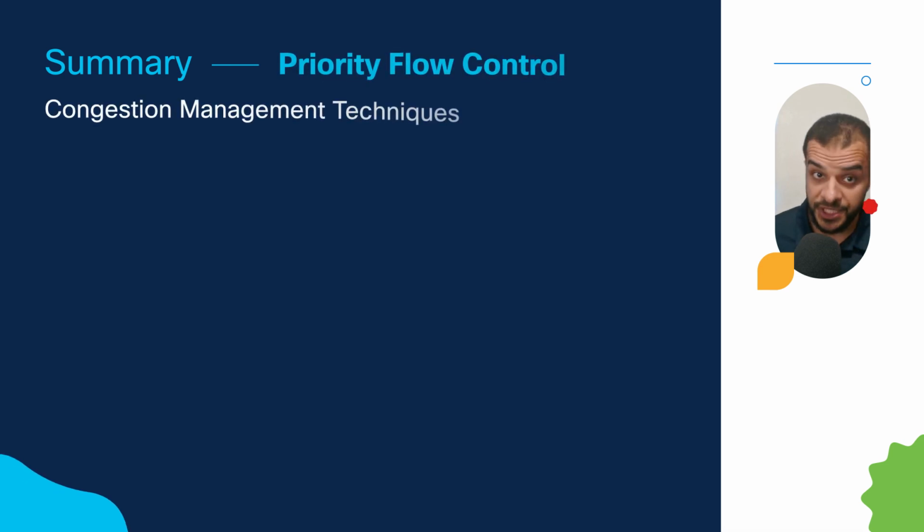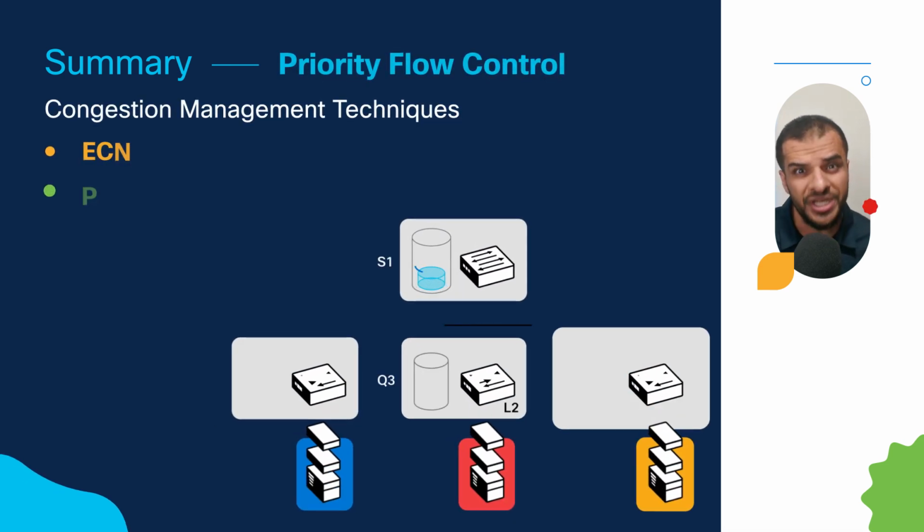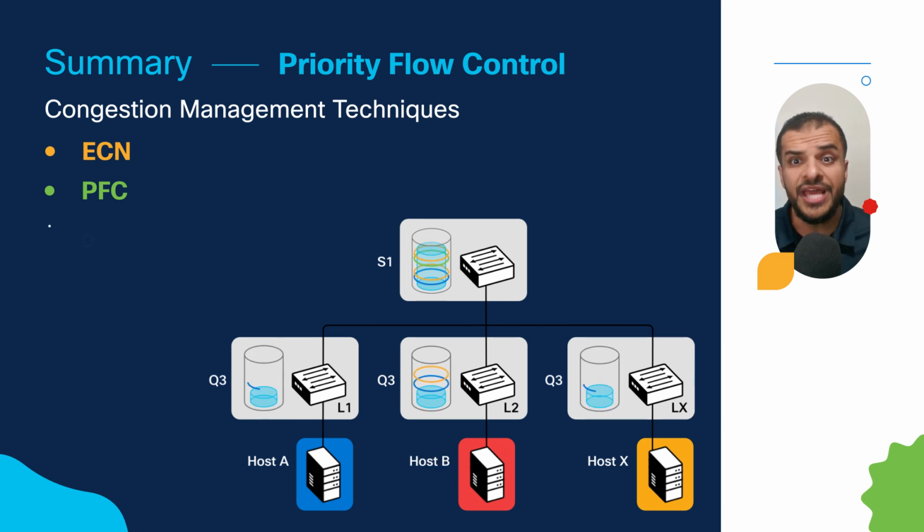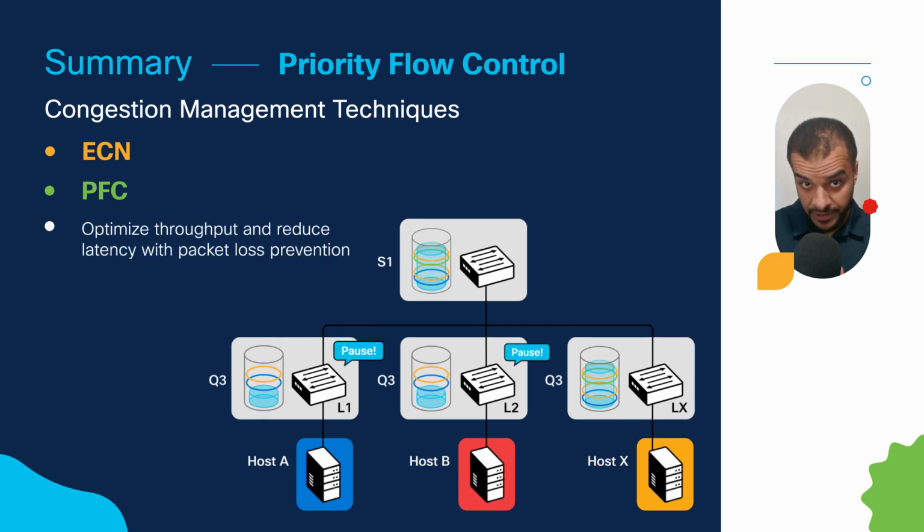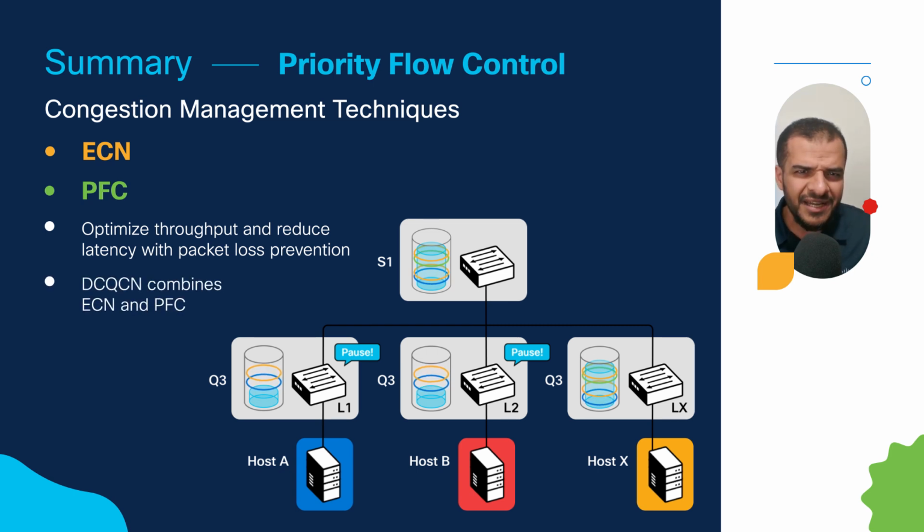Summary time. Congestion management protocols that are famous in RoCE version 2 networks are ECN and PFC. They optimize throughput and reduce latency with packet loss prevention, where PFC specifically would pause specific traffic during congestion using the on and off thresholds to prevent packet loss. DCQCN combines ECN and PFC together to manage congestion efficiently in an AI-enabled data center.